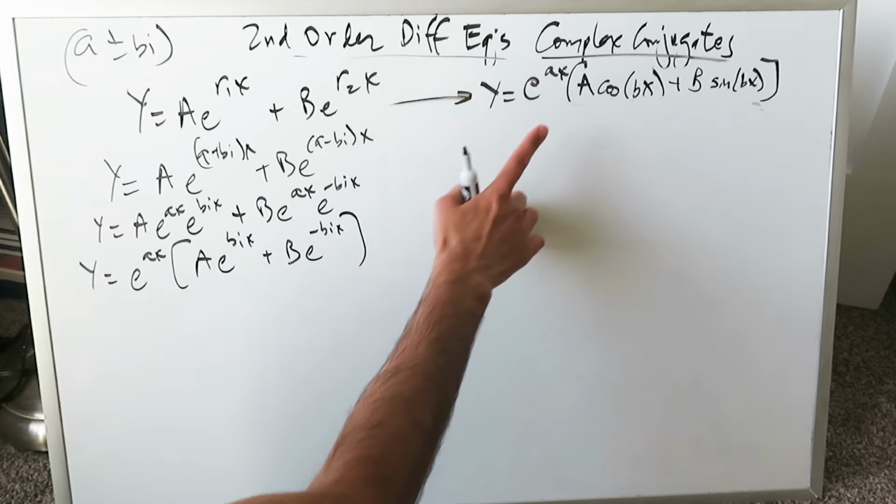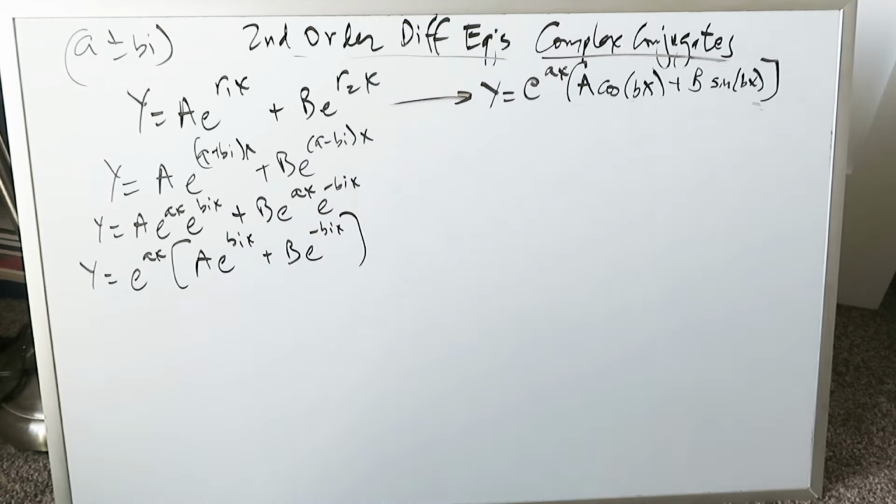Now we're beginning to take the form of what you see over here. From this point onwards, it's a few things coming into play. You have the Euler's identity coming into play.